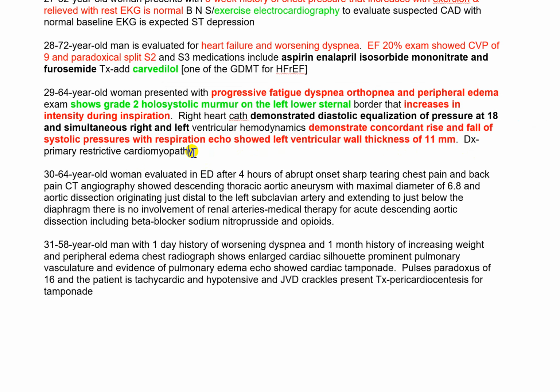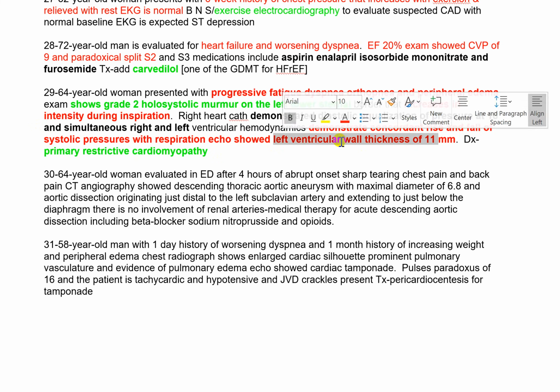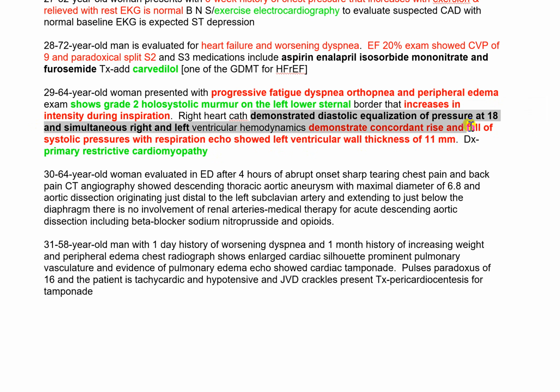Cardiomyopathy? Yeah, whenever you see this clue, concordant rise and fall of systolic pressure with respiration, and left ventricular wall thickness of this, I included more clues in this question because they could bring any of those. When they say diastolic equalization of pressure, this is a primary restrictive cardiomyopathy. Sounds fun?